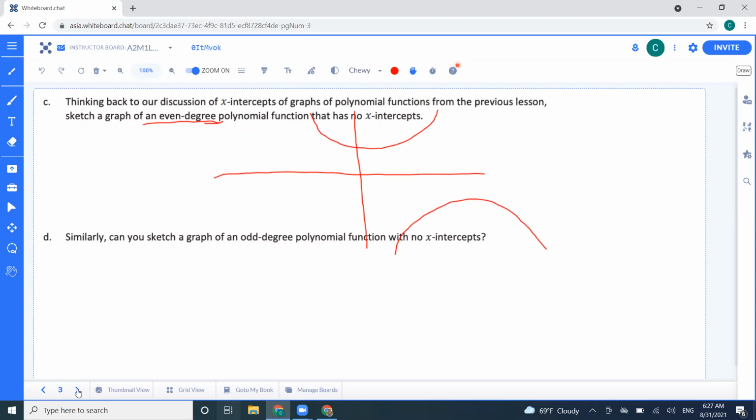Okay. Similarly, sketch a graph of an odd degree with no x-intercepts. How are you going to be able to do it with no x-intercepts? You're not going to be able to, right? Because it's going to be going in opposite directions. So if it was down here, it's going to be going up there. Because over here, guess what? That's going to keep coming down and hit it there. So odd degrees are always going to have an x-intercept.